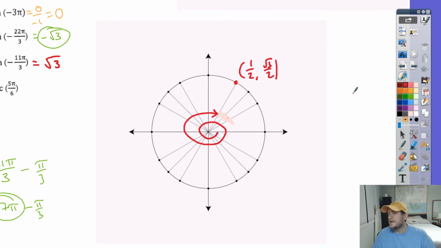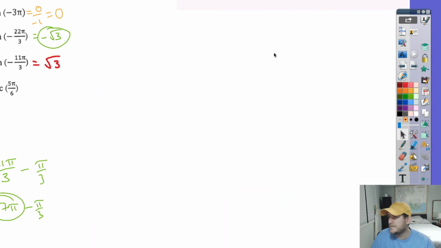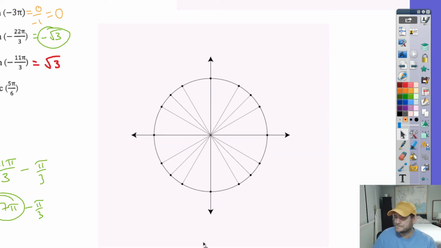Again, now we've got cosecant 5 pi over 6. By now, if you're actually going through all this with me thoughtfully, then you should know on sight where 5 pi over 6 is. Boom, right there. Okay, and you should know cosecant is the reciprocal of sine. Sine is y. The y coordinate is 1/2. Reciprocal of 1/2 is 2. Done.